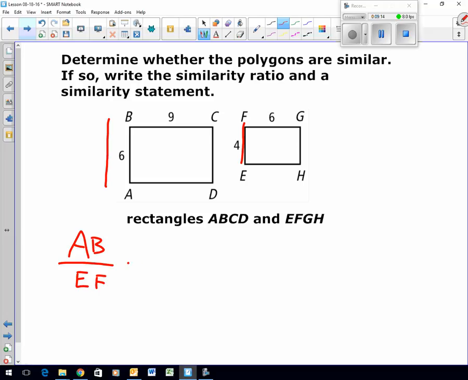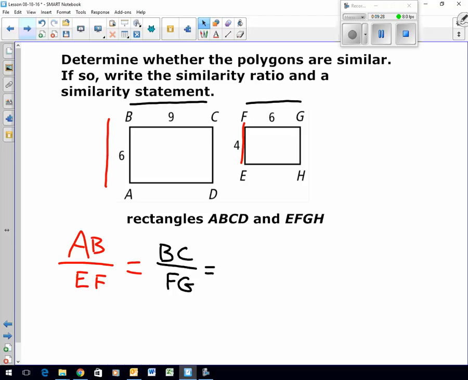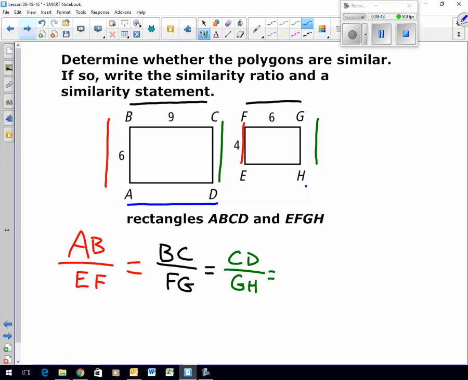is going to be proportional to B to C over F to G, which is going to be proportional to C to D over G to H, which is going to be proportional to D to A over H to E. Right now it won't make much sense.